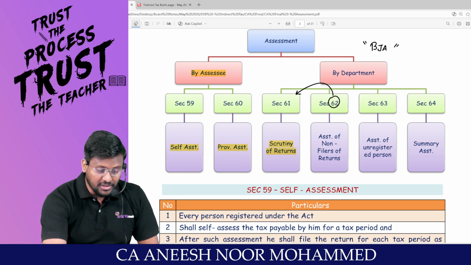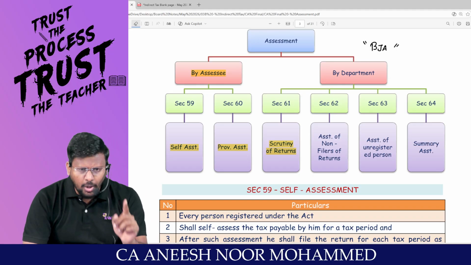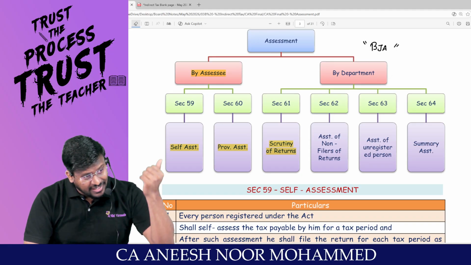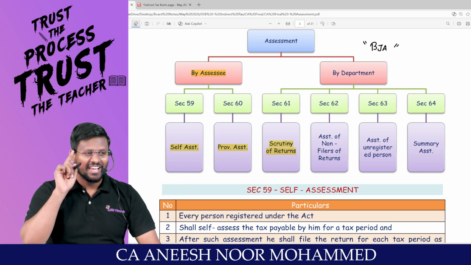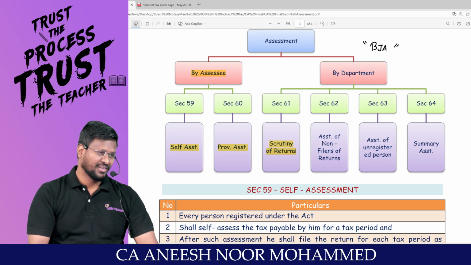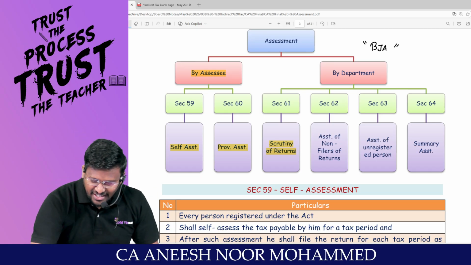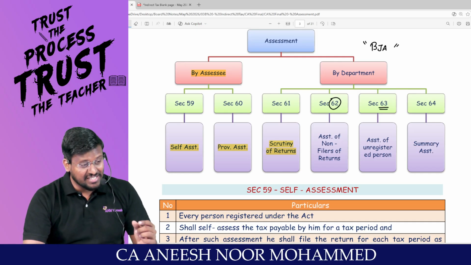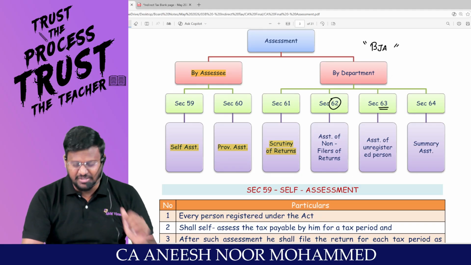There are certain super gentlemen in India. Why is this problem coming? Because I have taken registration. Certain people will not take the registration at all, even if their aggregate turnover exceeds 10 lakh, 20 lakh, or 40 lakh, as the case may be. Then the department can't do assessment even under section 62. The department will do assessment under section 63. That is assessment of unregistered person.